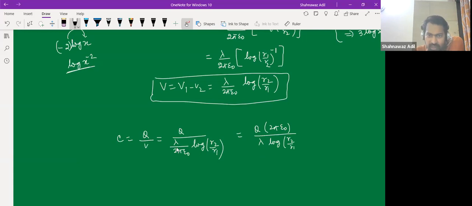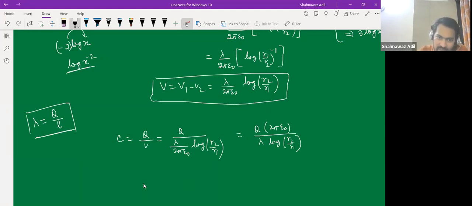So can you tell me what is this linear charge density lambda? What is this linear charge density? Q by L. Yes, linear charge, Q by L, absolutely right. Right, good. So this is Q by L.